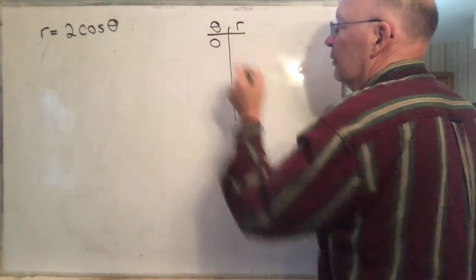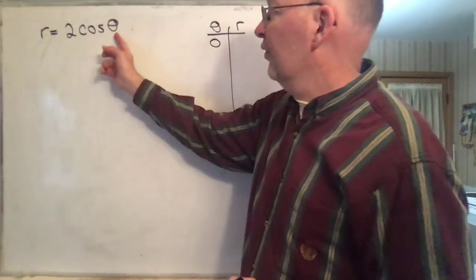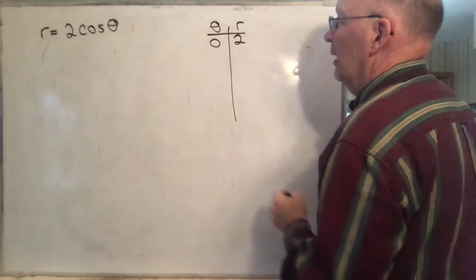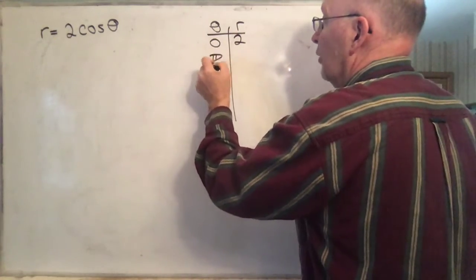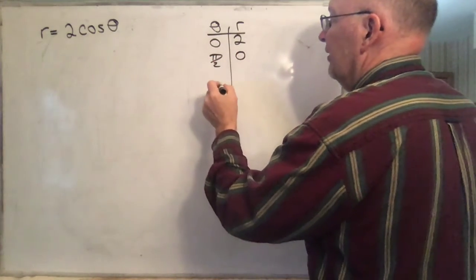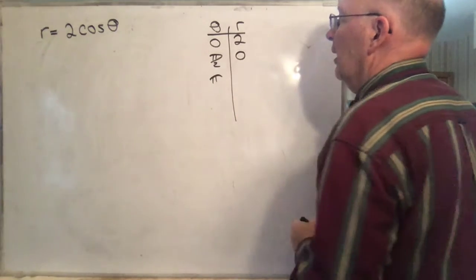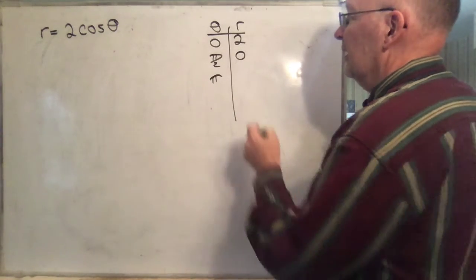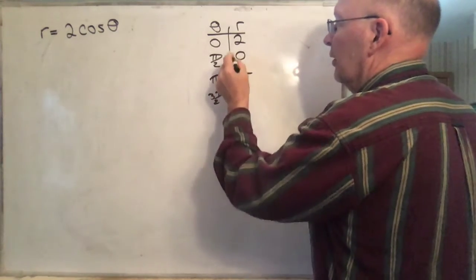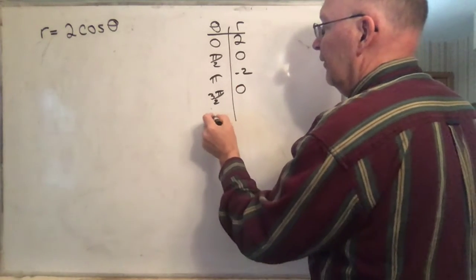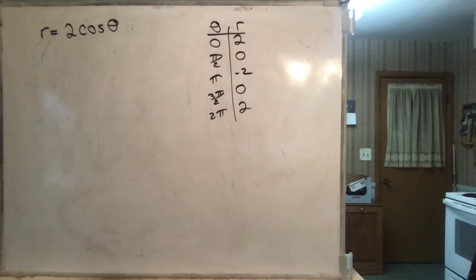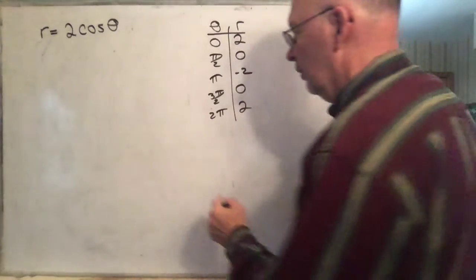If theta is equal to 0, the cosine of 0 is 1, 1 times 2 is 2, so the radius is 2. If theta is pi over 2, the cosine of pi over 2 is 0. By the time you get to pi, the cosine of pi is negative 1, so r is negative 2. At 3 pi over 2, the cosine is 0, and if you go back to 2 pi, you're back to 2 again. Those are easy points to plot. What do they plot into?